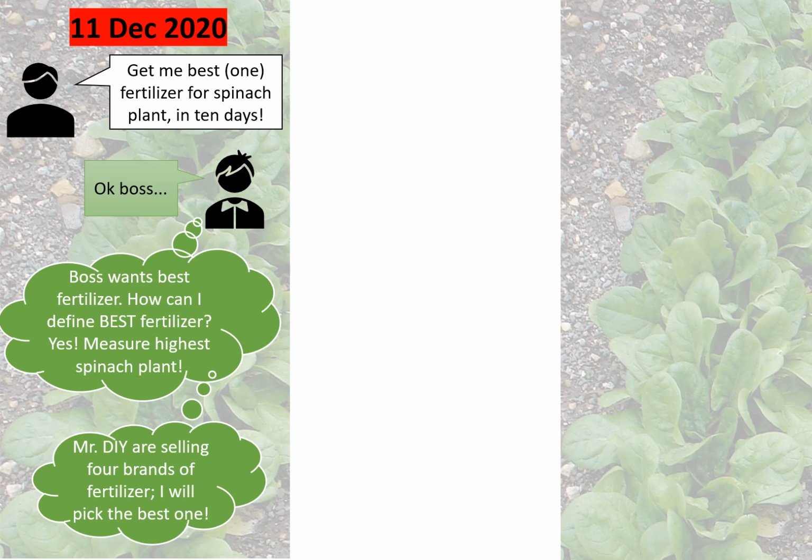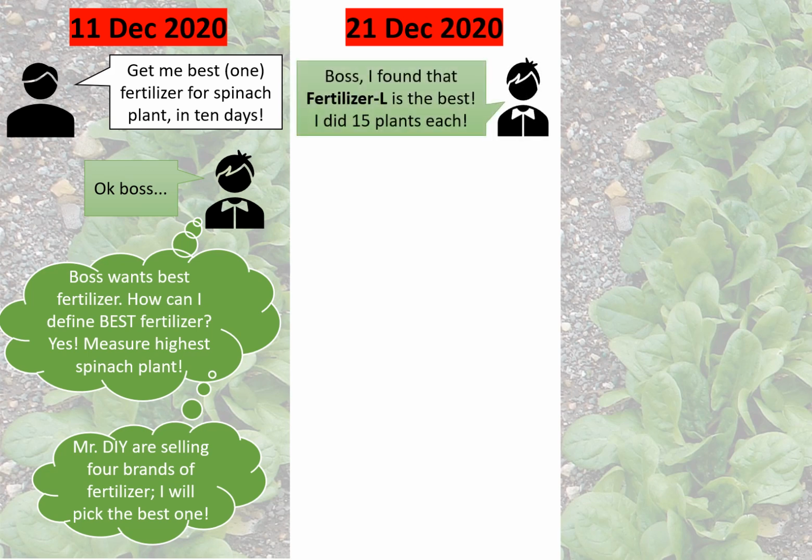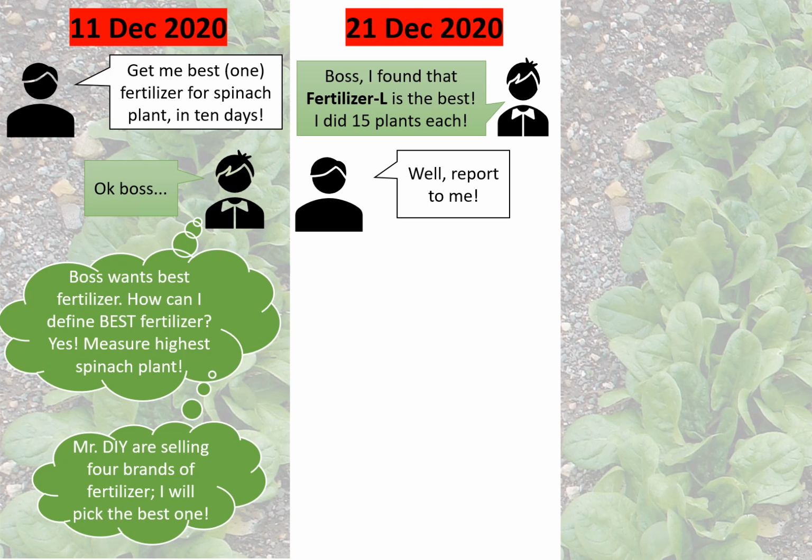After 10 days, and after the so-called experiment, the staff reports to the boss through WhatsApp, saying, "Boss, I found that Fertilizer-L is the best one, and I did 50 plants each." "Oh, well, then report to me."